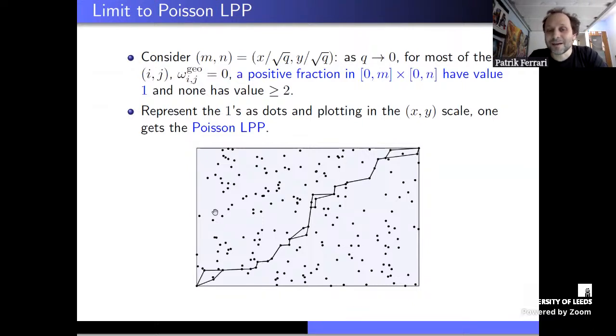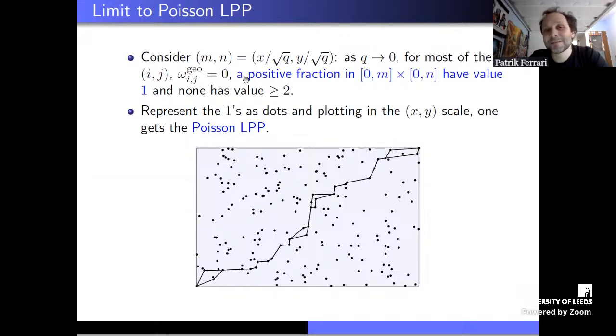So for, say, fixed x and y, for all i, j less than Mn, so i less than M and j less than n, most of the omega ij will be simply 0 in the limit. But then once in a while, the omega ij will take value 1, and because of this scaling, this will have a positive fraction. So the number of omega ij for i, j less than Mn will be of order 1. And in the limit, when Q goes to 0, none of the omega ij will have value more than 1.